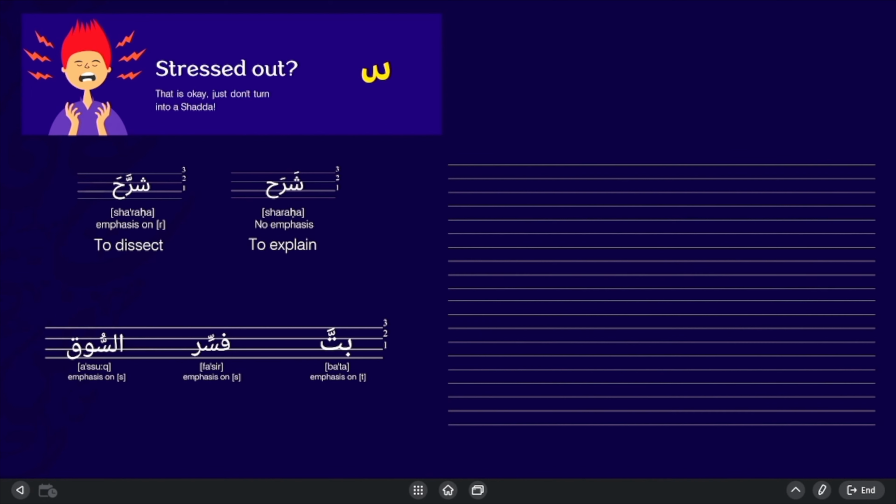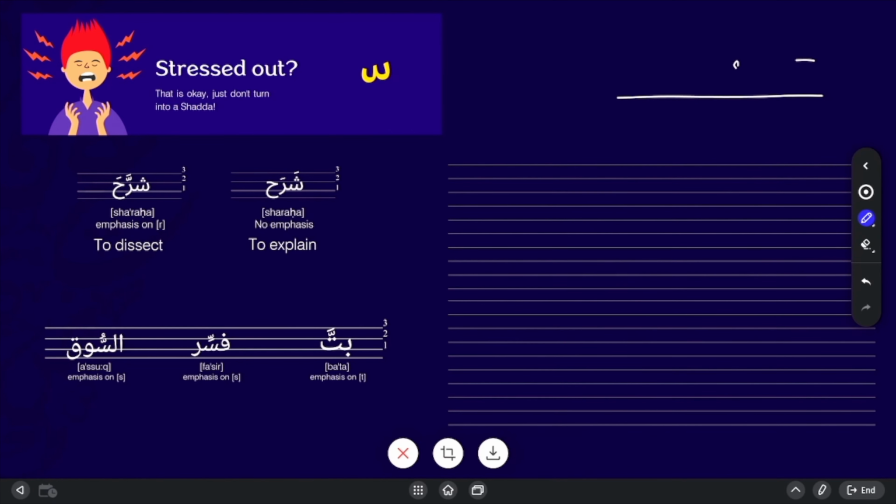One final symbol to keep in mind. We looked at the fatha, the dhamma, the kasra, and the sukoon. A, u, i. Ba, bu, bi, b. There's an additional symbol that we use. It's not really a vowel, but it is an important marker for emphasis, for stress. And it's called the shadda.